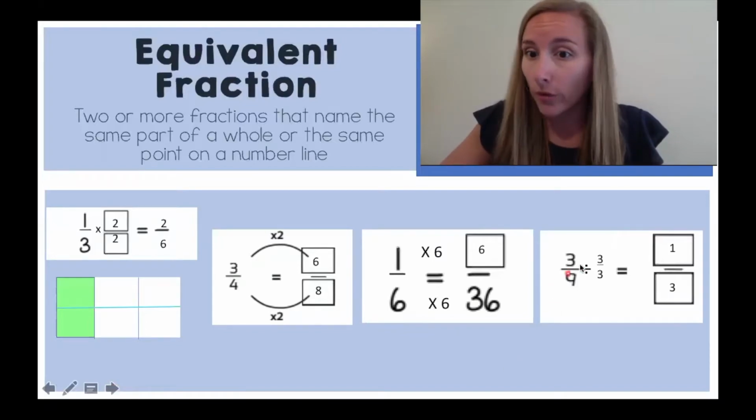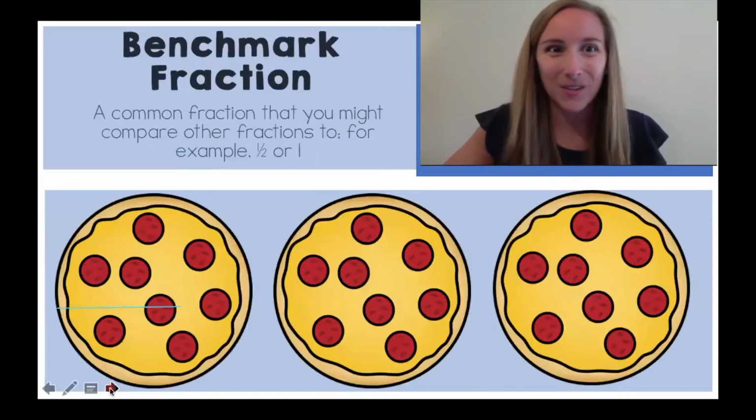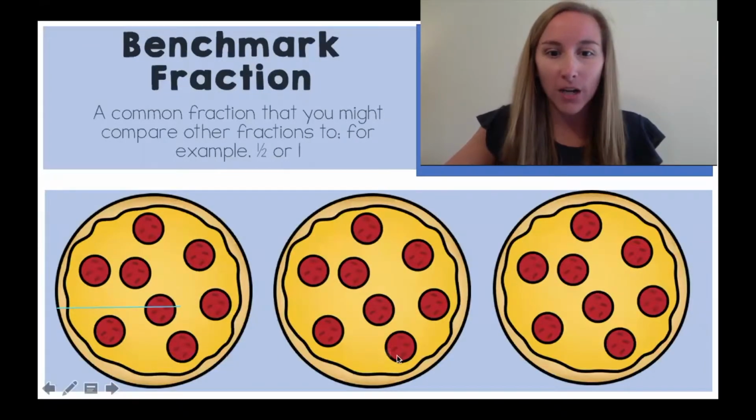So again, equivalent fractions: 3 over 9 is equivalent to 1 over 3. Y'all are doing great. All right, let's talk benchmark fractions here in just a minute. Let me clear. All right, we're ready.